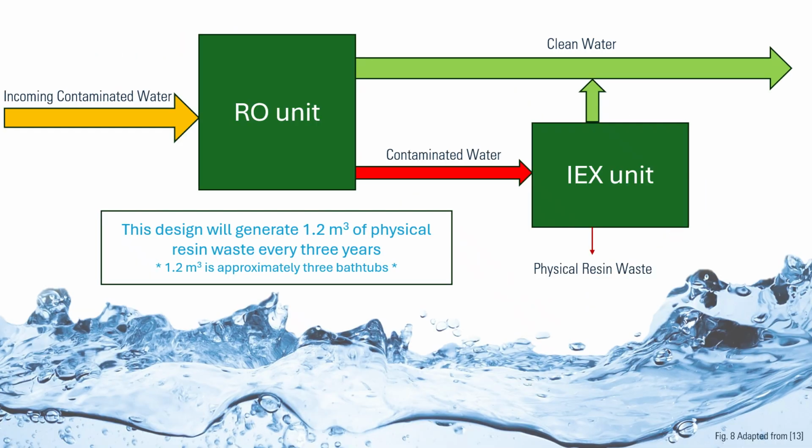This is an overview of our system. The remaining dirty water from the reverse osmosis unit is sent through an ion exchanger and all the clean drinking water is mixed together. This design will generate 1.2 meters cubed, equivalent to 3 bathtubs, of resin waste every 3 years. This hazardous waste can then be disposed of off-site. Methods to destroy PFAS are currently being researched, but this is beyond the scope of our project.